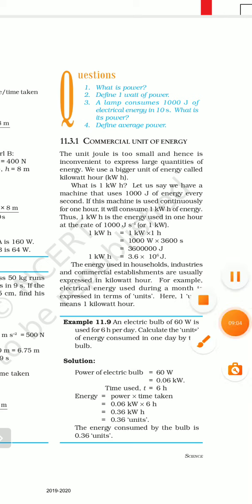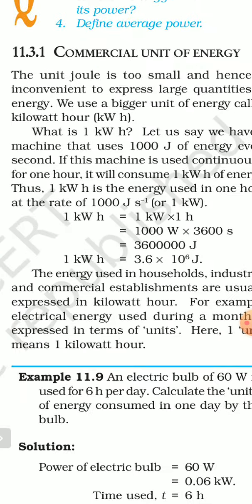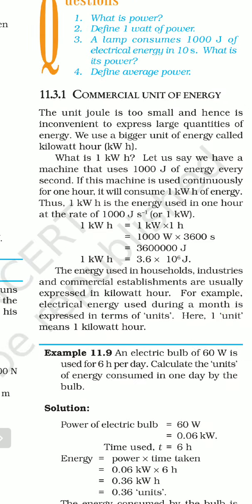The short form is kWh. Okay, 1 kilowatt hour is equal to 1 kilowatt into 1 hour, that is 36 lakh joule. So it is convertible in exponent form: 1 kilowatt hour is equal to 3.6 into 10 raised to 6 joules.